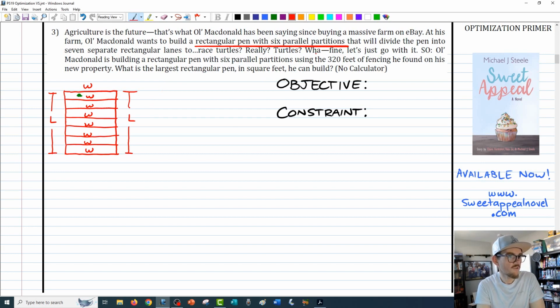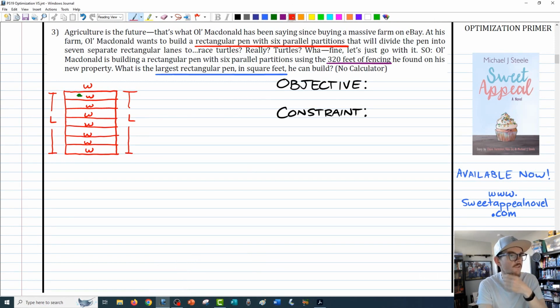Built a rectangular pen using 320 feet of fencing. So basically, he's got only 320 feet of fencing to make this turtle pen out of. And we want to figure out the largest pen. We want the largest rectangular pen in square feet. So lots of information here to interpret, but the situation is really helped by the fact that it's rectangular. Rectangles are pretty easy to work with. They create linear, or as we'll see, quadratic relationships out of them just because of the nature of the variables.